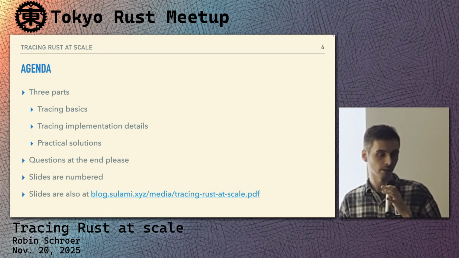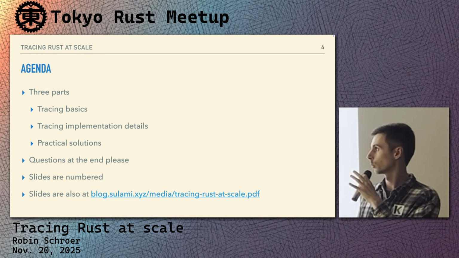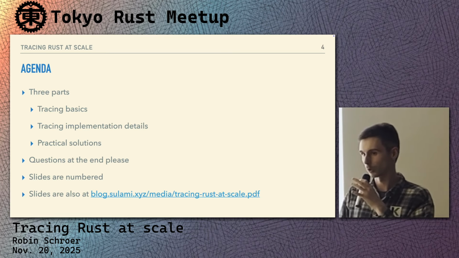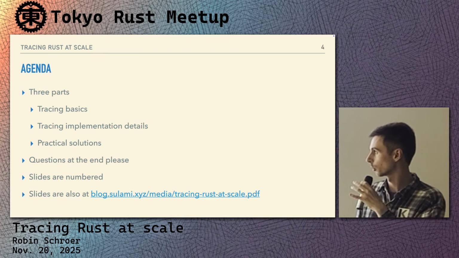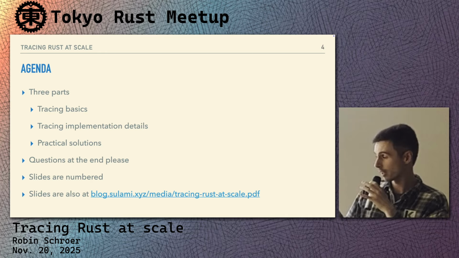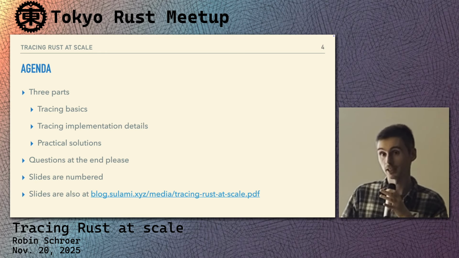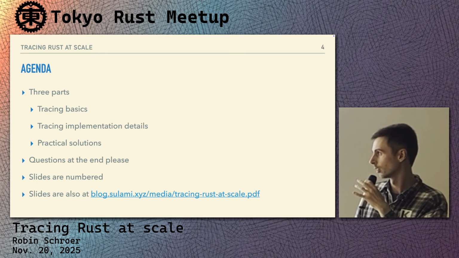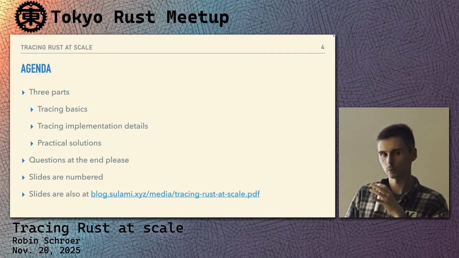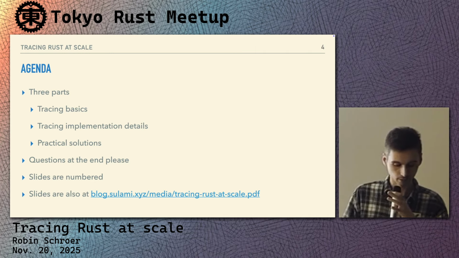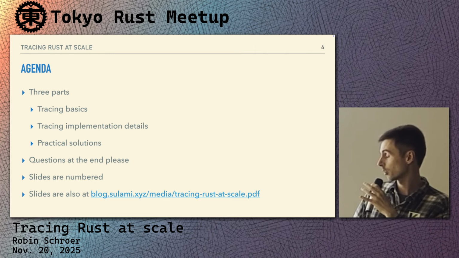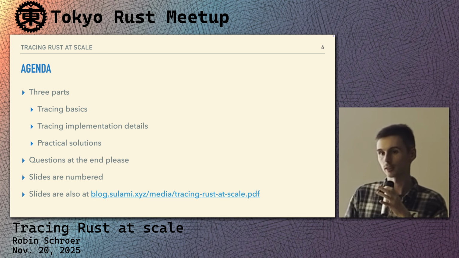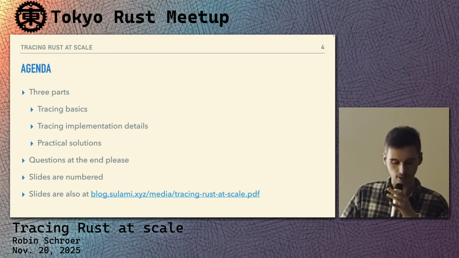So I have three parts in this presentation. We're going to start with some basics, so we're all on the same level in terms of tracing. We'll then dig into a lot of implementation details of specifically tracing. And in that section, we'll jump around a bit, but I promise it makes sense at the end. And then in the last third, we're going to talk about practical solutions, how to actually instrument your code and get data.